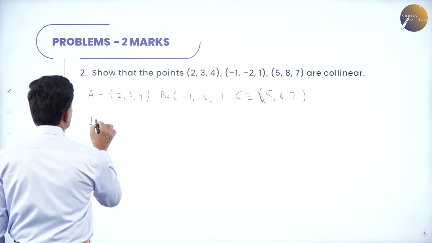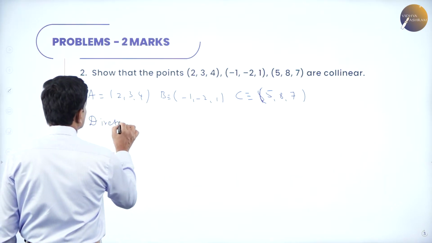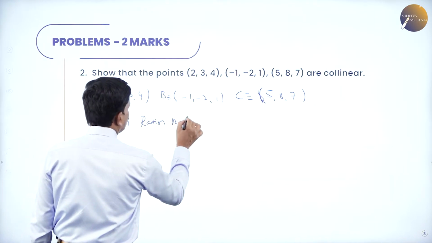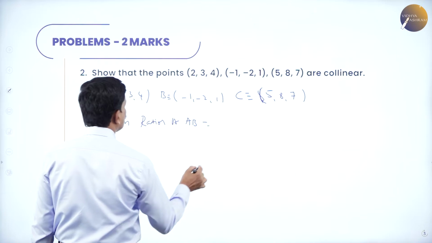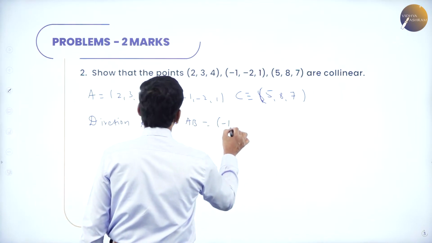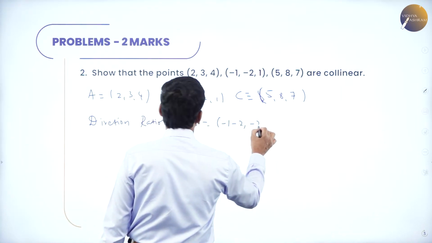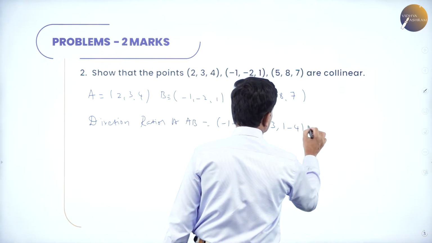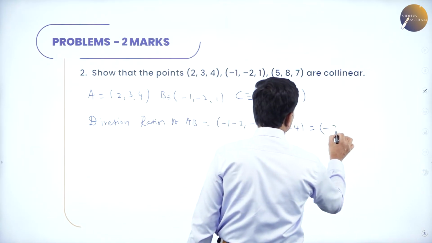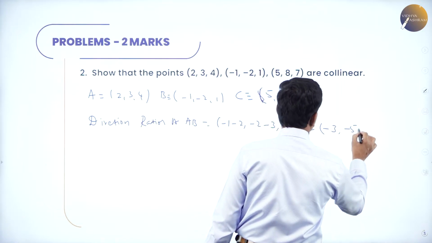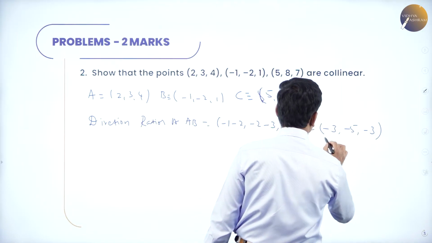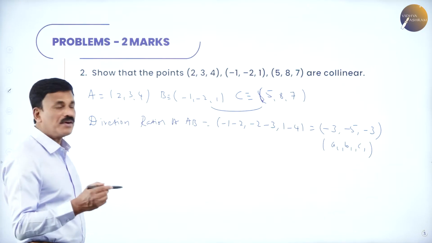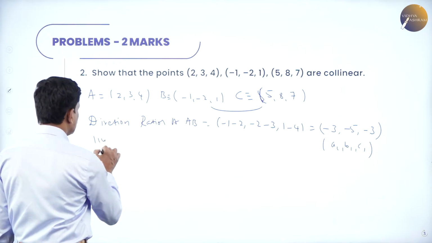Now the direction ratios of line AB are minus 1 minus 2, minus 2 minus 3, 1 minus 4. This is equal to minus 3, minus 5, minus 3. Call it as A1, B1, C1. Similarly, find the direction ratios of BC.